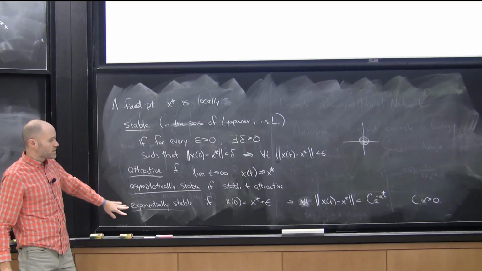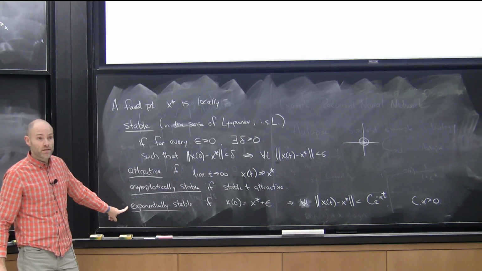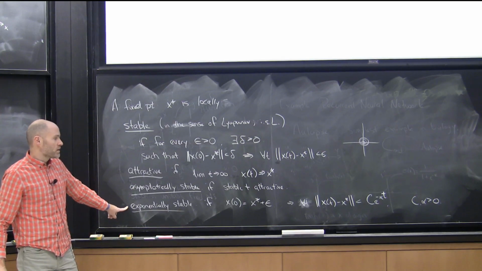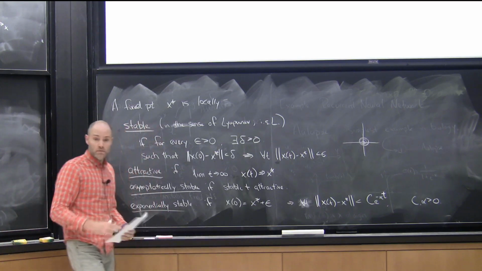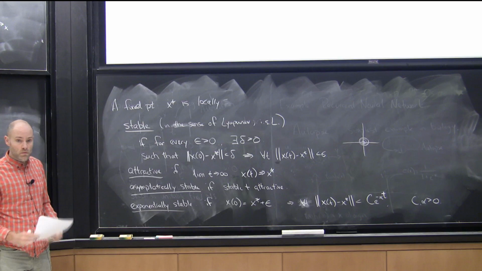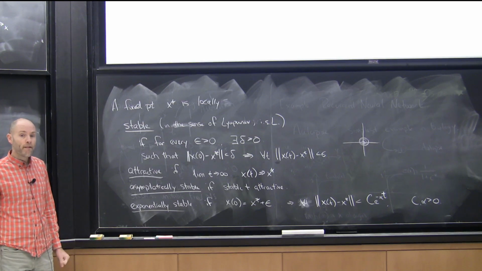Okay, so this says not only that I'm going to get there, but I'm going to get there at some rate. What do linear systems do? Oh yeah, please. If x star and x0 are multidimensional points, then what does it mean for x0 to equal x star and so on?